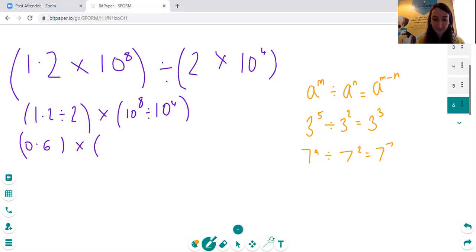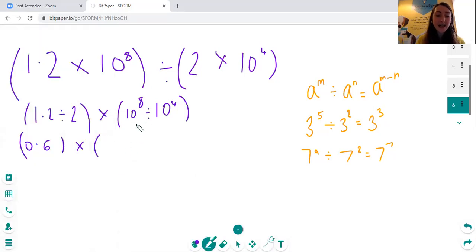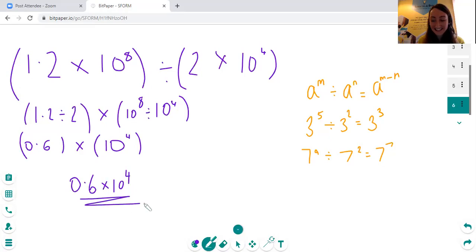So we'd have 7 to the power of 7. So then going back to the left-hand side, 10 to the power of 8 divided by 10 to the power of 4 is going to give me 10 to the power of 8 minus 4, which is going to give me 4. So then my final answer becomes 0.6 times 10 to the power of 4. And that is in standard form there.